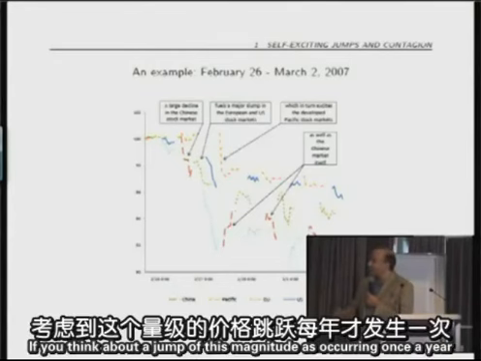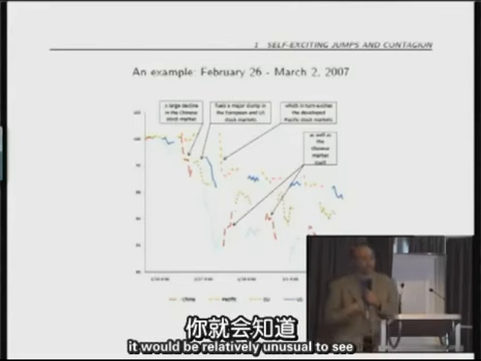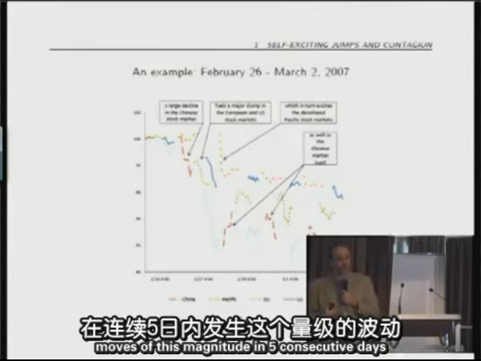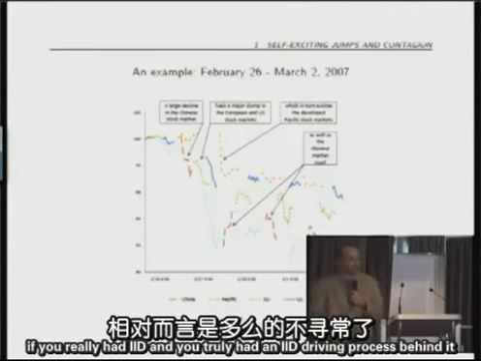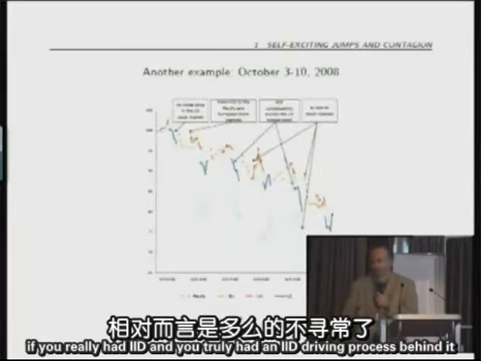But if you think about a jump of this magnitude as occurring perhaps once a year, it would be relatively unusual to see moves of this magnitude in 5 consecutive days if you truly had an IID driving process behind this.